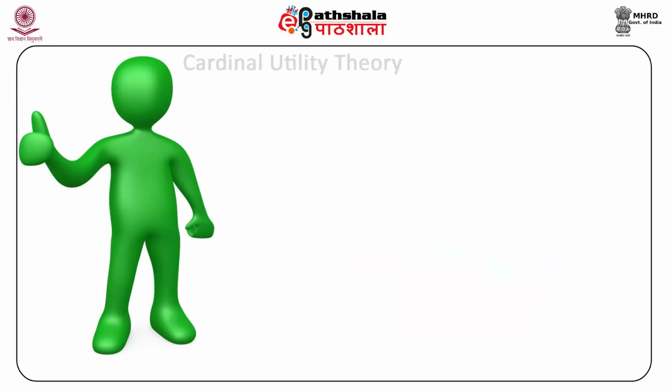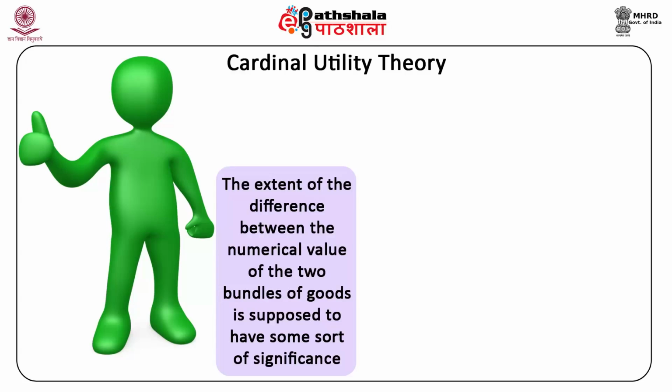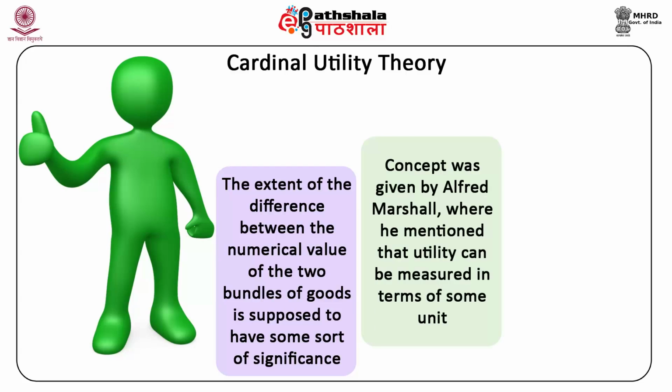First, we will consider the theory of cardinal utility. There are some theories of utility that attach significance to the magnitude of utility. These are known as cardinal utility theories. In the theory of cardinal utility, the extent of the difference between the numerical value of the two bundles of goods is supposed to have some sort of significance. This concept was given by Alfred Marshall, where he mentioned that utility can be measured in terms of some unit.